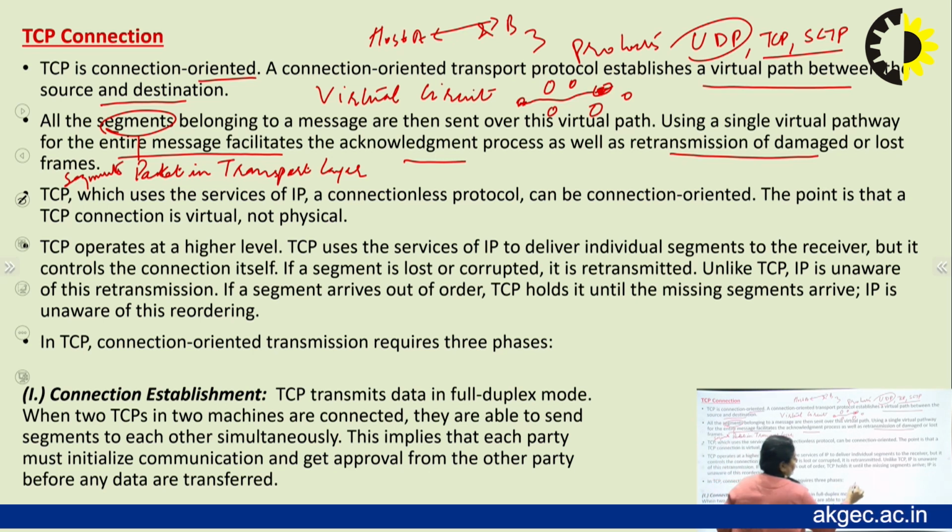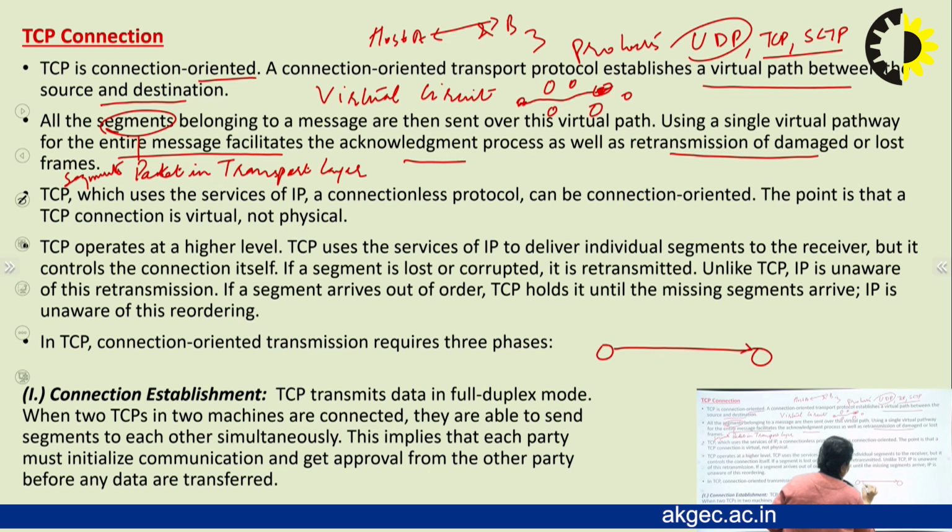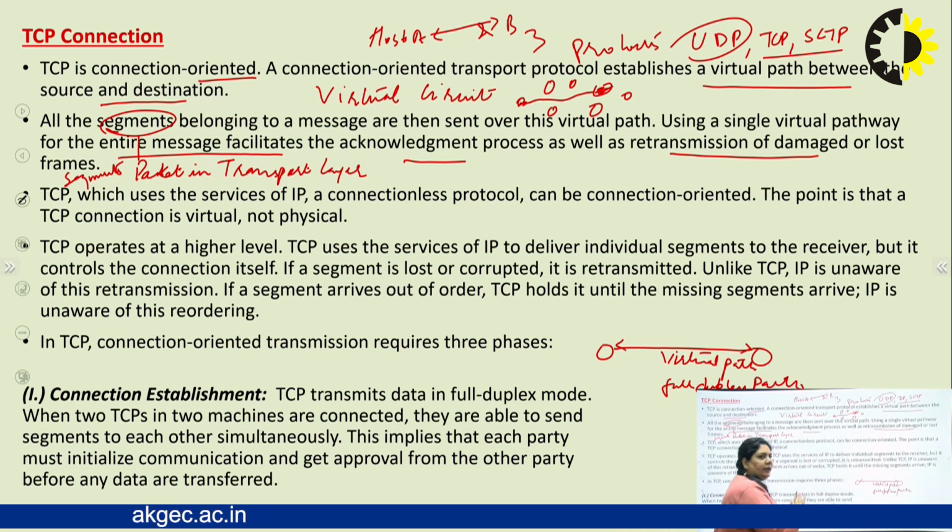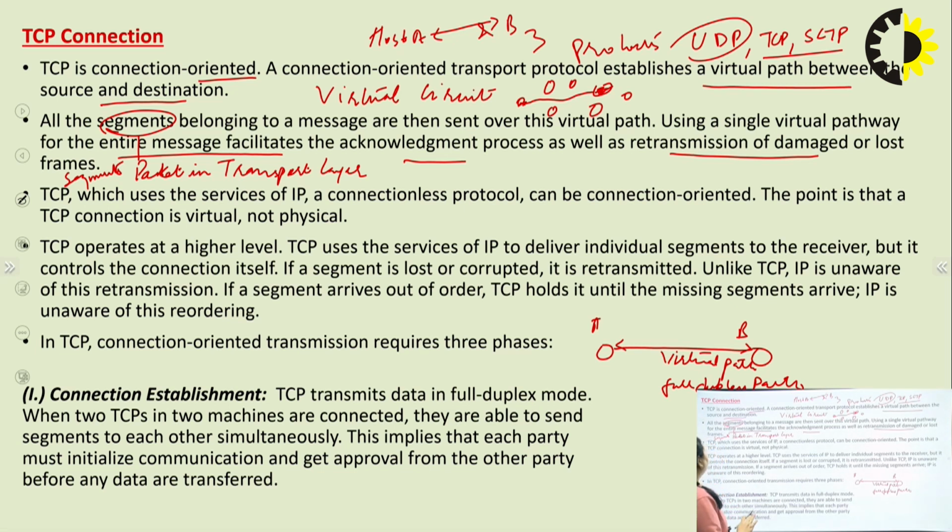That is, we are having only a single path, that is a virtual path. Again, that is a full duplex. That is, the data can be transferred from A to B or B to A in both directions. So we are having a logical path as well as the full duplex path.